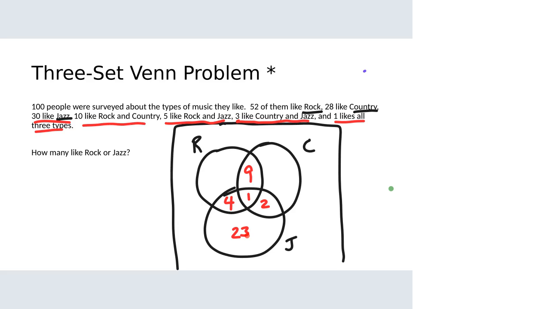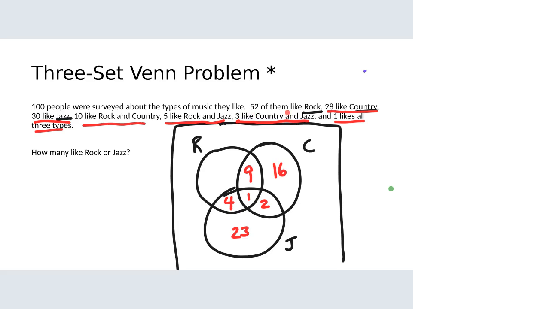All right. Let's see. I'm told that 28 like country. So that means that inside this country circle, I need 28 people total. I'm not going to just put 28 right there because then I would have too many. I'm going to figure out how many I need in there in region 3 to give me 28 in the country circle. Looks like I have 9 and 1 is 10. I have 12 so far. So I guess that means I need 16 more to get me to 28.